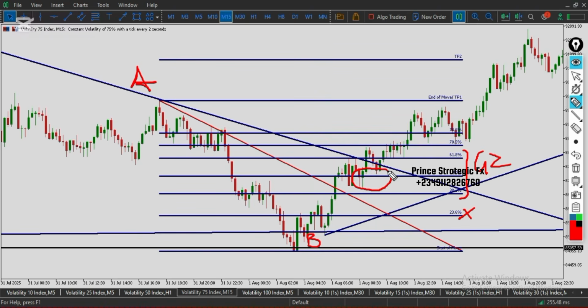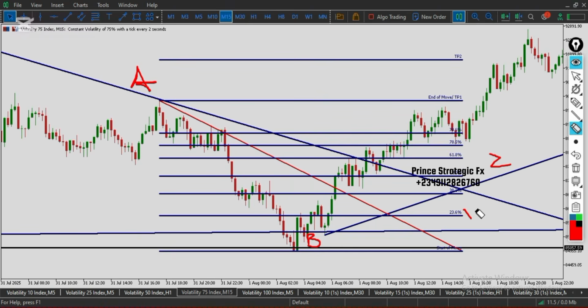Right, is the entry. But guess what? I didn't enter here. This is where I entered the market. Let me show you. This is where I entered the market here, just at this zone, at this 61.8, as price moved, came back to this zone. This is where I entered the market.